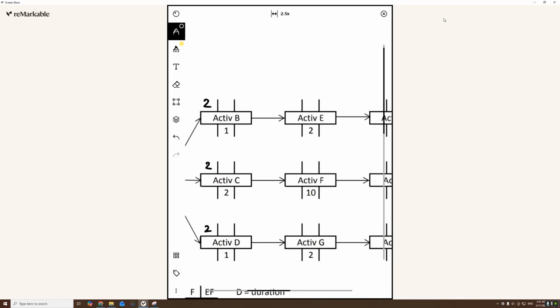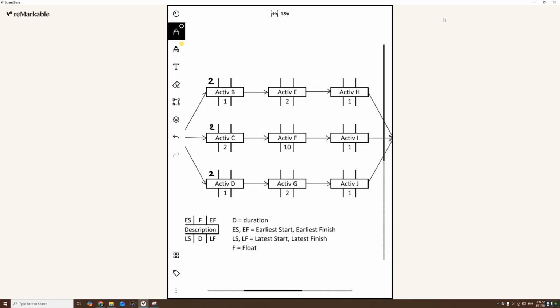Let's go down the path of activity B. If the early start of activity B is on day 2 and the duration is 1 day, that means the earliest we will finish is on day 3. It means the earliest we can start activity E is on day 3. We complete it 2 days later, on day 5, the earliest. Means we can start activity H only on day 5, and it's completed 1 day later, on day 6.